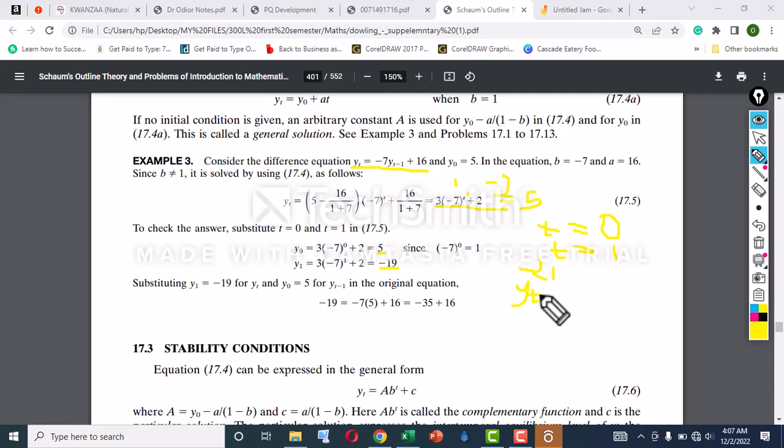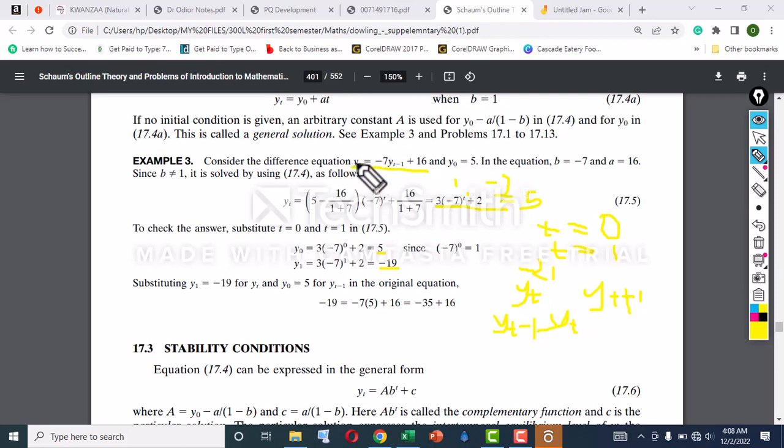If this y0 is yt, y1 will simply mean yt plus 1, because for you to move from 0 to 1, it simply means you added 1 to 0. So if this y0 is yt, this y1 will be yt plus 1. If this y1 is yt, y0 will be yt minus 1. That's how you are going to get it.